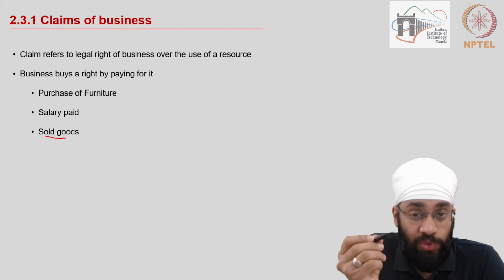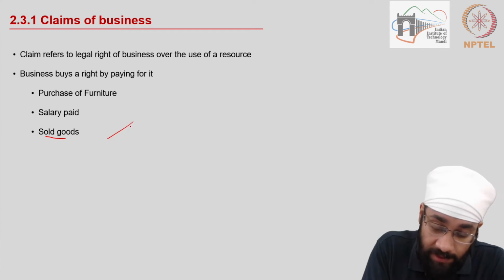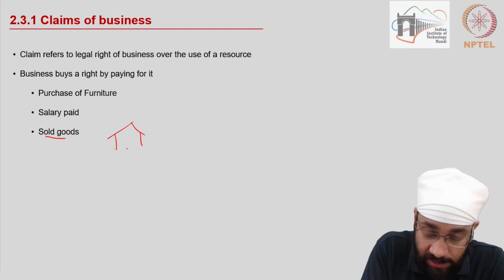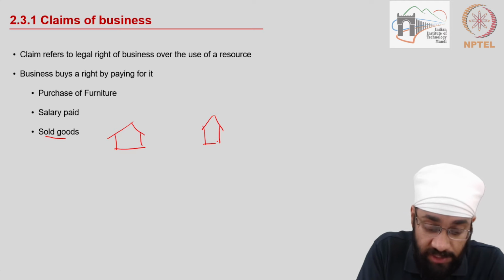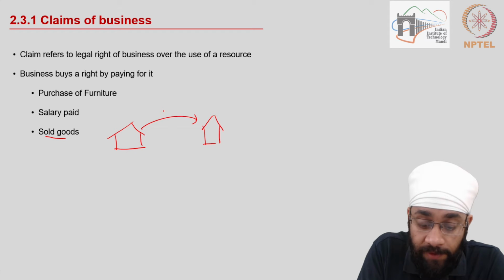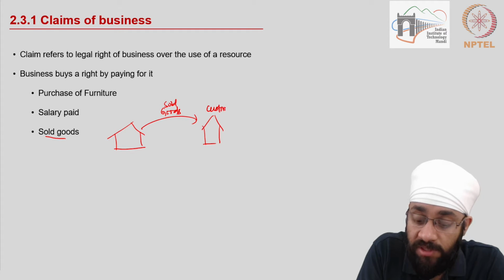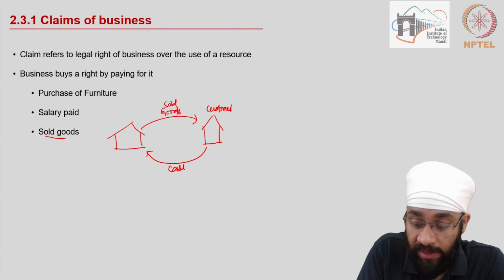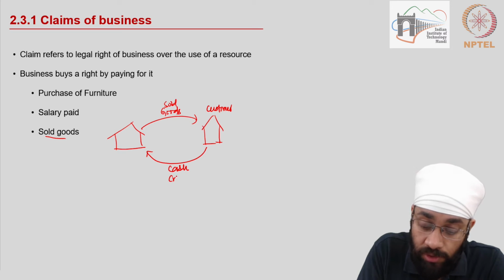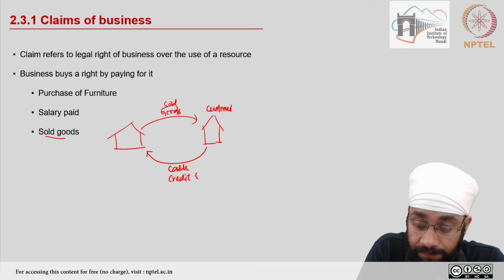Sold goods. When you sell goods, what is happening? Again, let me draw a business here, and there is another business. Let's say this is a business to business transaction. You are selling goods. So, goods are being sold to the customer. Customer is another business here. And in return, what is happening is you are either going to get cash or this is going to be a credit transaction.